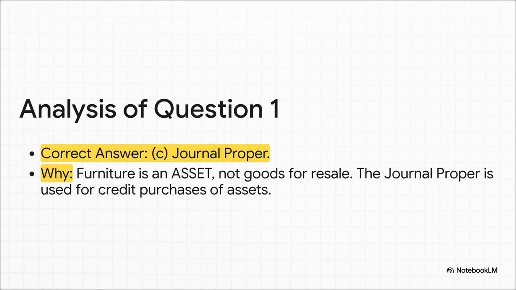Let's quickly break down why. First, the furniture is an asset the company is going to use. It's not something they plan to sell. That immediately rules out the purchases book. Second, the transaction is on credit, so it can't go in the cash book. And finally, it's a purchase, not a sale, so the sales book is wrong too. That leaves us with the journal proper, which is exactly where we record the credit purchase of assets.